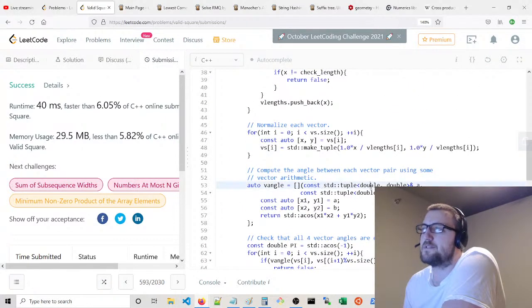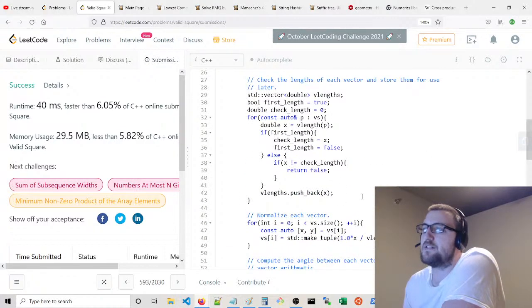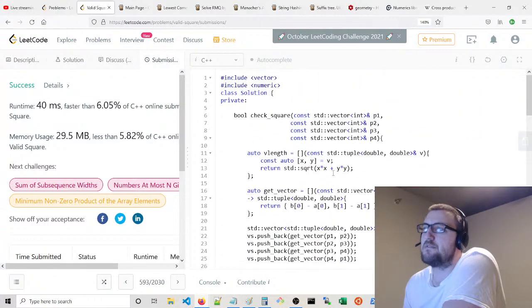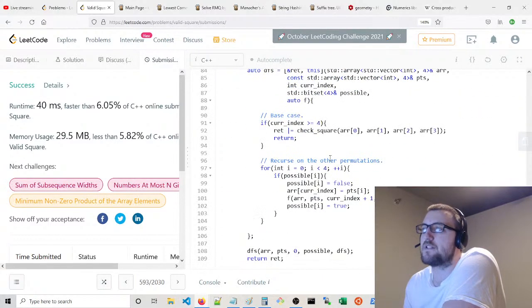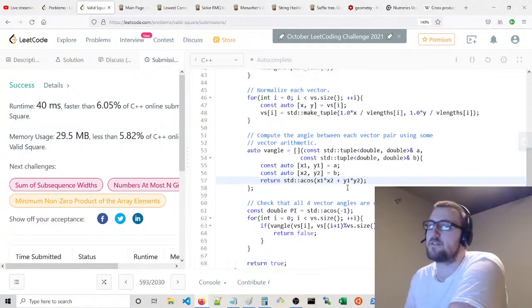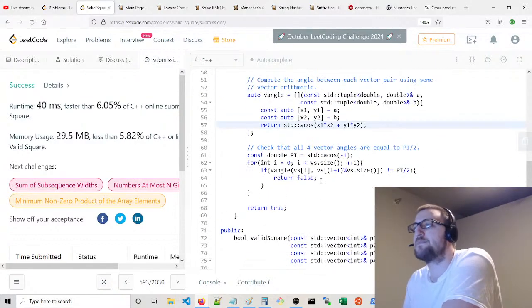I just needed to use doubles here instead of integers. Kind of just use doubles everywhere. Keep it simple. Yeah, that would have been fine. Yeah, this is okay. This is fine. Not great, not amazing, but reasonable.